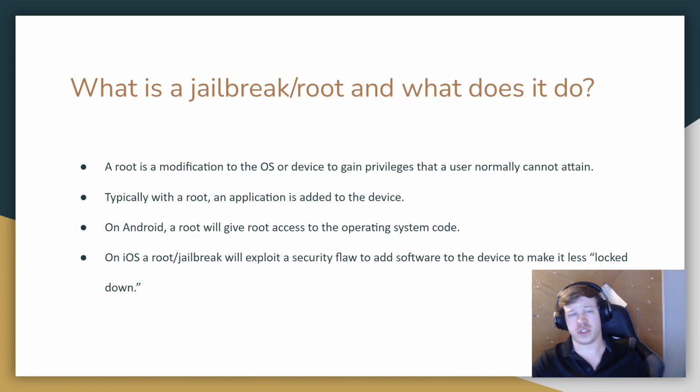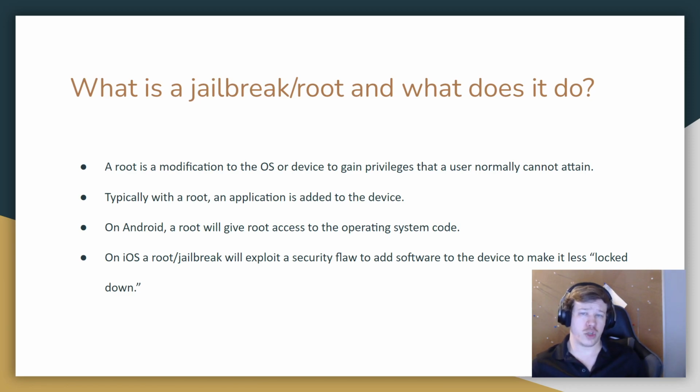And what is a jailbreak and what does it do? A root is basically a modification to the operating system, or something that modifies the security system in a way that allows you to either gain access to different features or add other features that are not originally supposed to be on that system. Typically, it will add an application to the device that you have to use, which in this case would be iOS. It also does that in Android if you are adding it through an emulator or something of that sort.